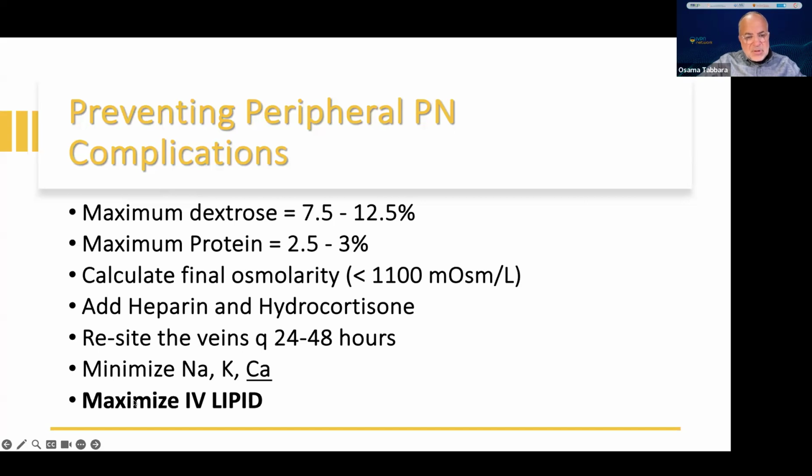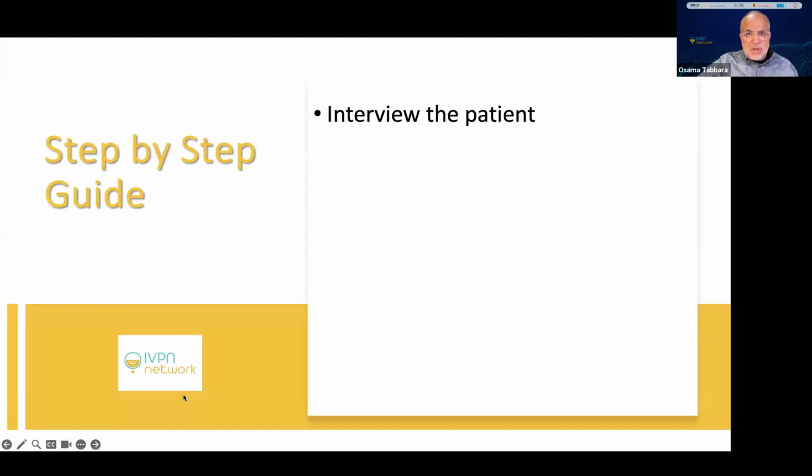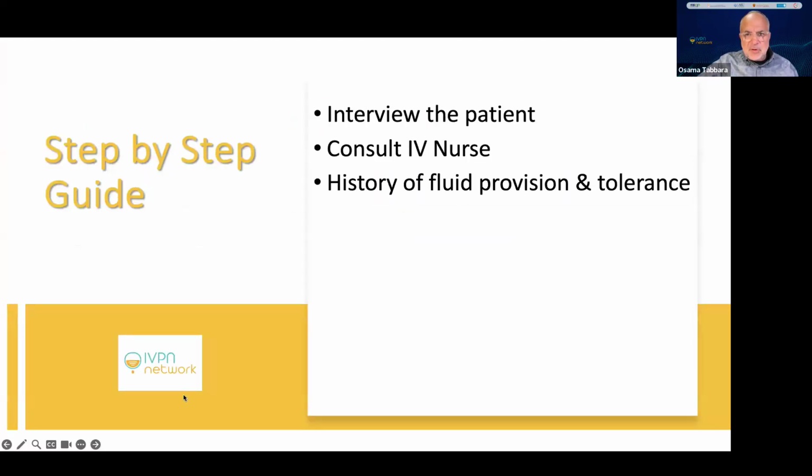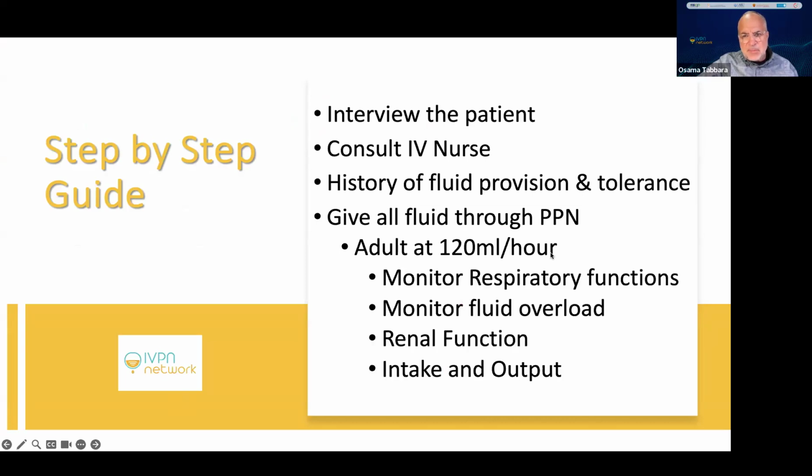And this is very important. IV lipid is considered an emollient to the vein. It does not lead to any type of phlebitis. Sometimes we give higher dose to treat phlebitis. And those patients, we usually in peripheral parenteral nutrition give up to 2 grams per kilogram per day. So we interview the patient, we consult the IV nurse, we take a proper history, we give all fluid through peripheral parenteral nutrition. Adult in general, we give 120 ml per hour.